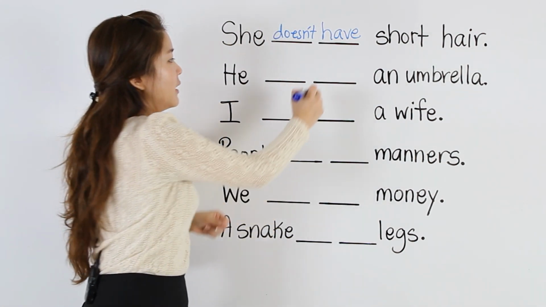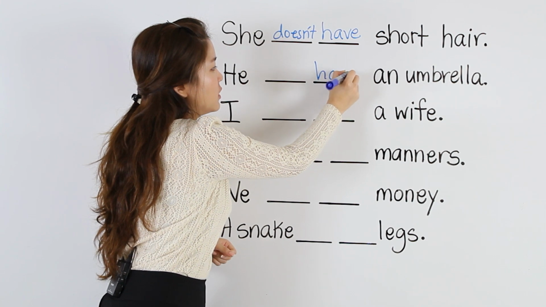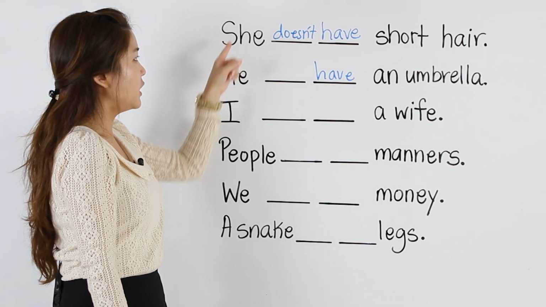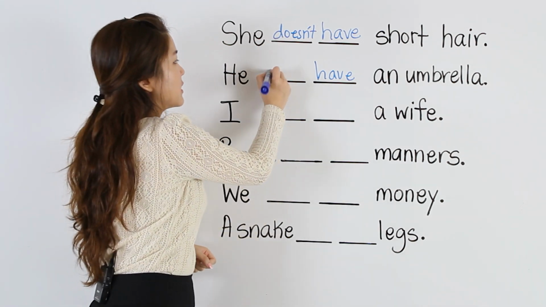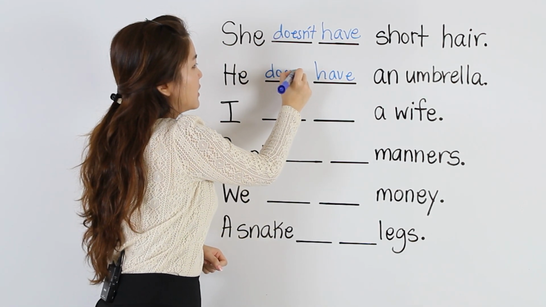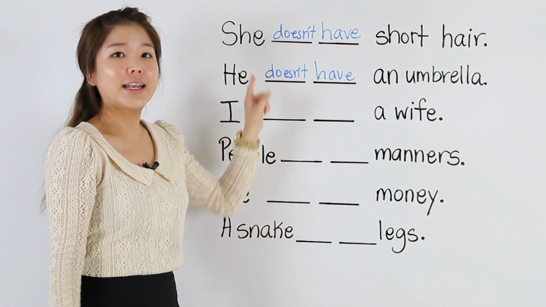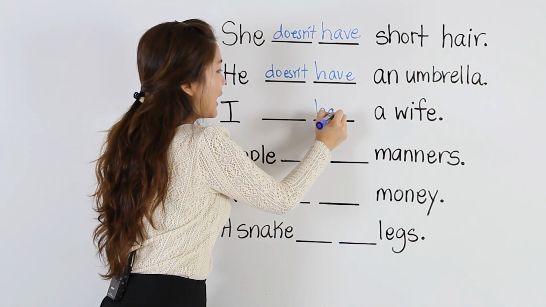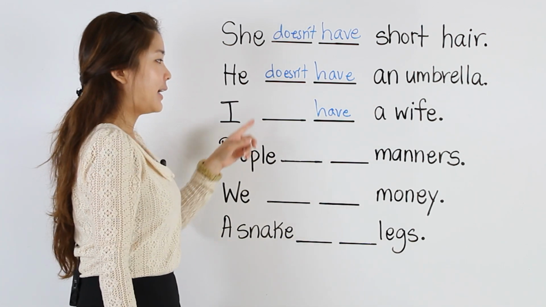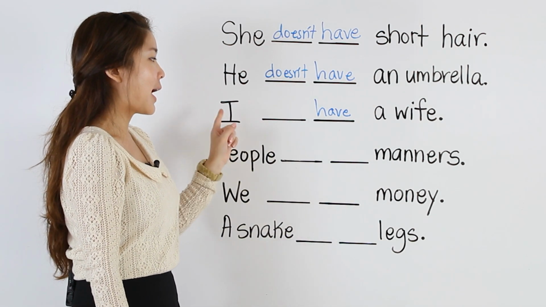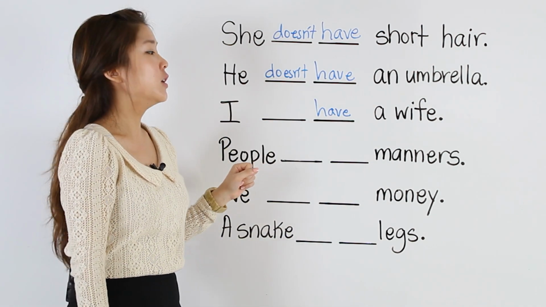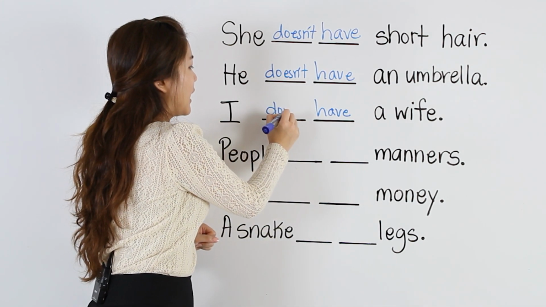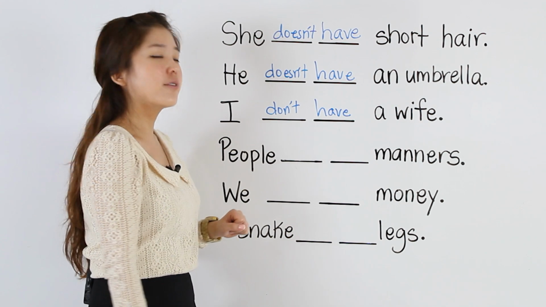Okay? And again, I'm going to put have first. This is easy. He and she, we both use doesn't. He doesn't have an umbrella. Okay, how about for I? I doesn't have or I don't have? The correct answer is don't. I don't have a wife.